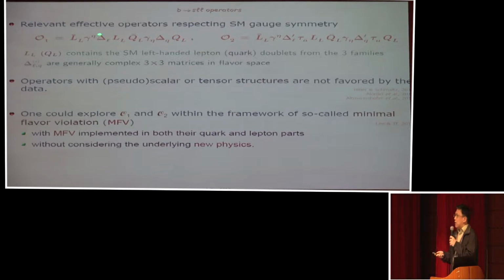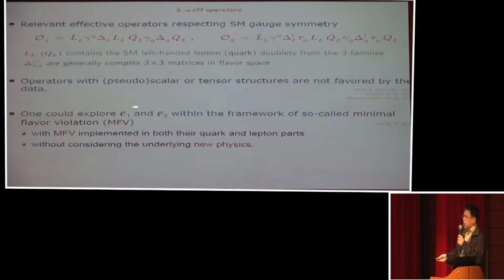Okay, so if that's the case, then there are in general 2 different operators that can generate those interactions. So we can write down these two operators, and they have lepton and quark operators. In this case, L and Q contain the lepton and quark doublets from the three families, and the deltas here are generally complex 3x3 matrices in flavor space. Now, people also consider some other possibilities for these operators, for example, pseudoscalar or scalar operators or tensor operators, but it turns out that those are not favored by the data, as other people analyzed or suggested.